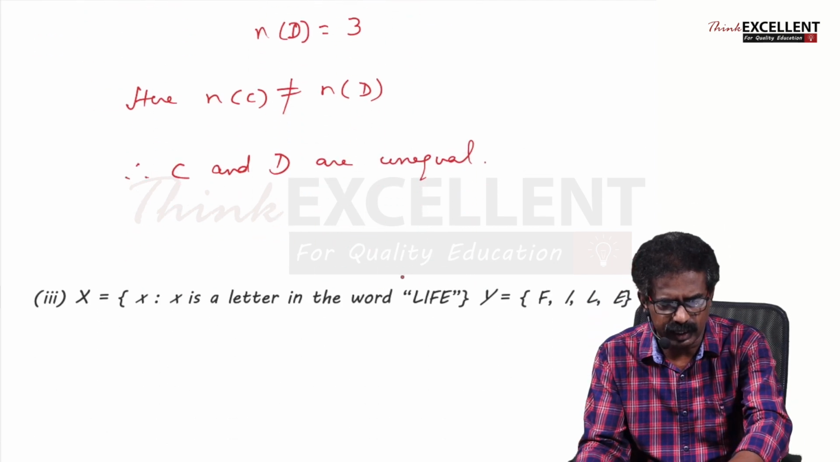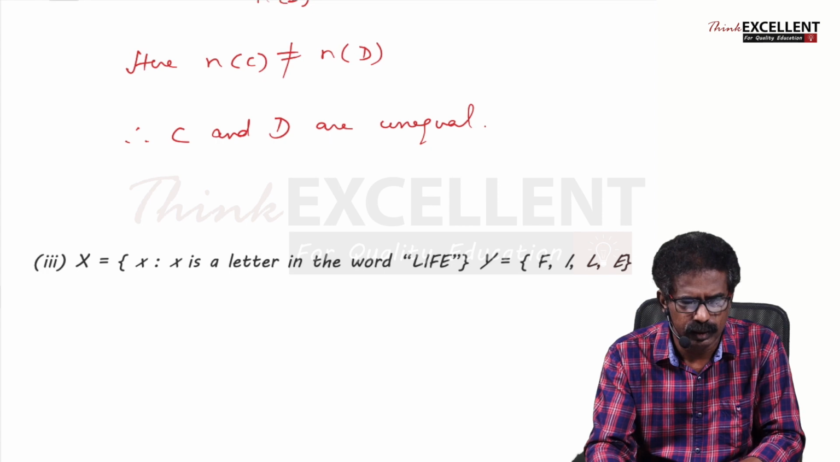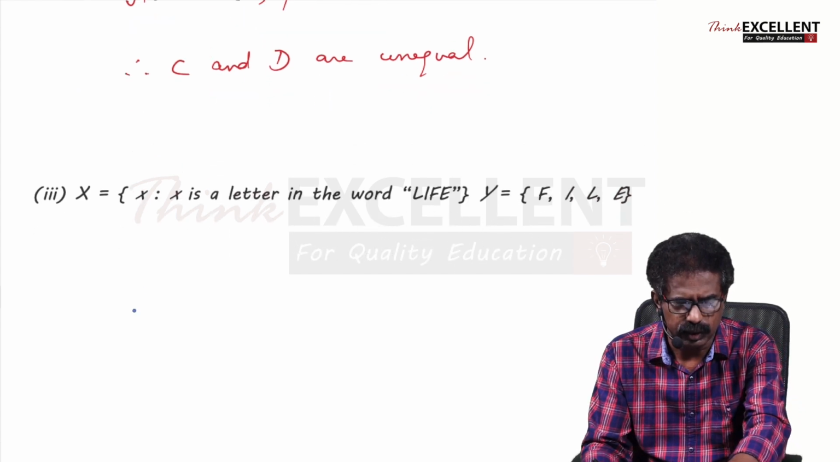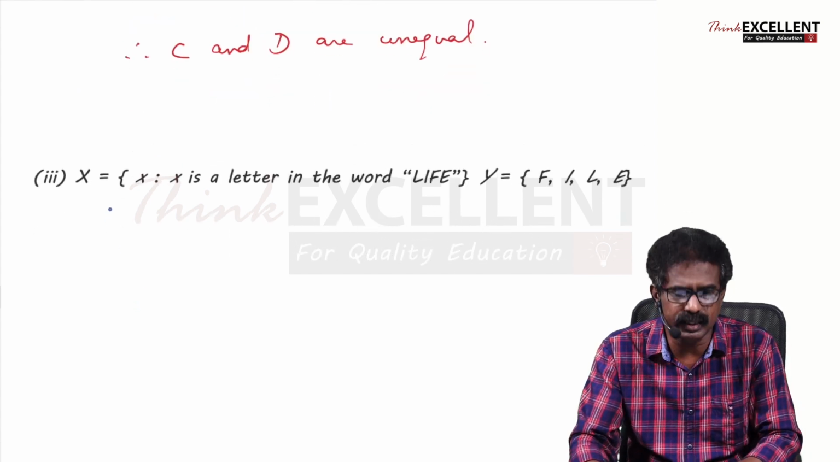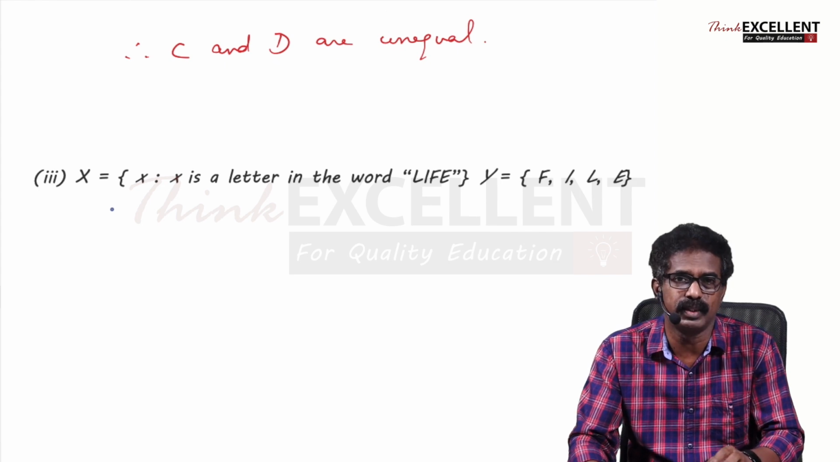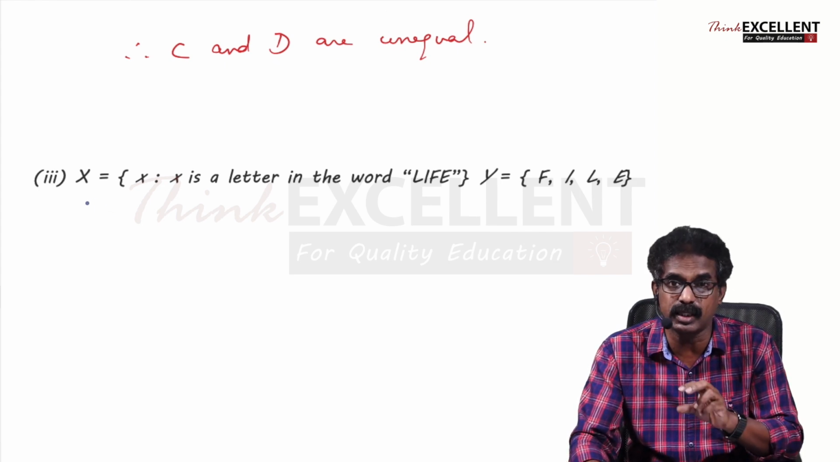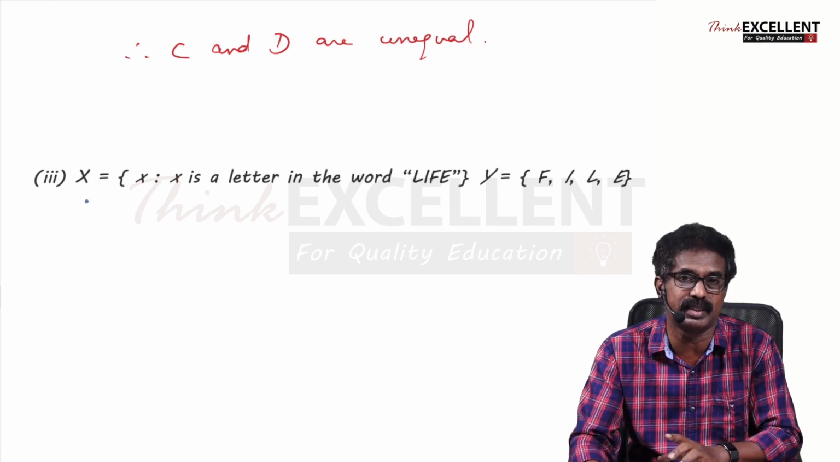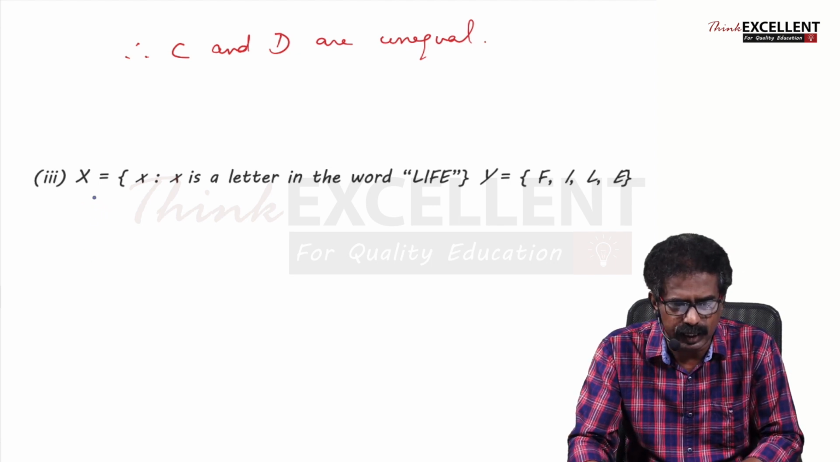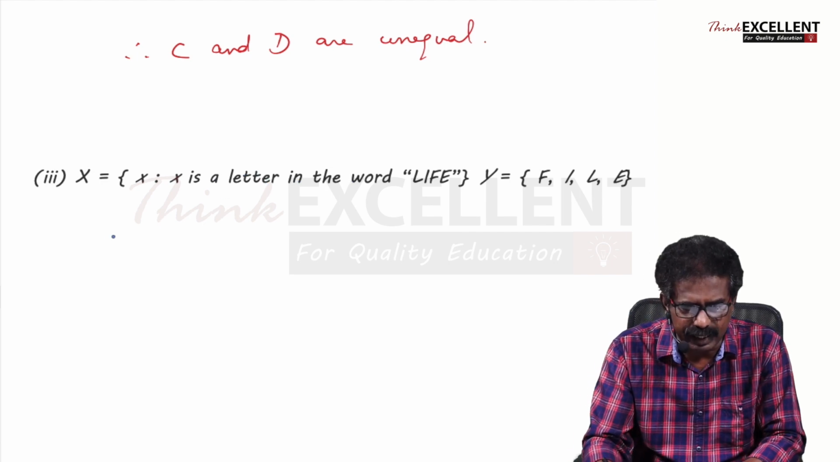Okay, now let us go for the next question. See this question, third subdivision. X equal to, X is a set of all X. Inside that, X is an element, so write small letter. Outside, name of the set, so use capital letter, okay. X equal to set of all X such that X is a letter in the word live.